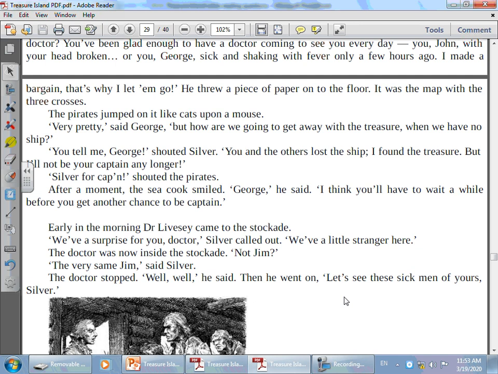After that, in the early morning, came Dr. Livesey. But why do you think Dr. Livesey came to the stockade? Did he know that Jim Hawkins is there? No, of course he doesn't know that Jim Hawkins is there. So why did he go? Excellent. He went to check on the wounded people in the stockade. And this was a part of the bargain.